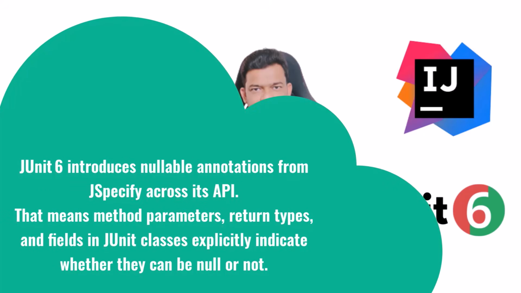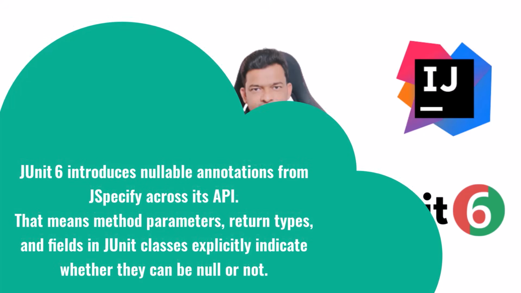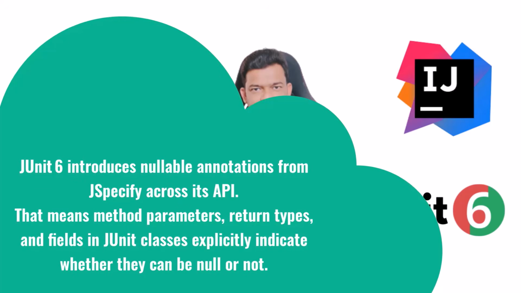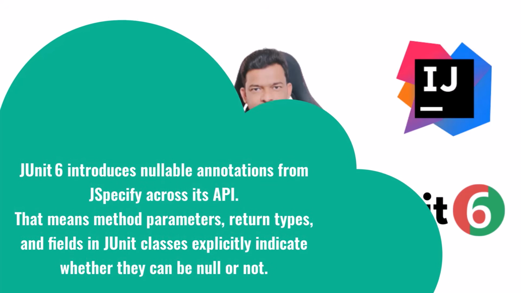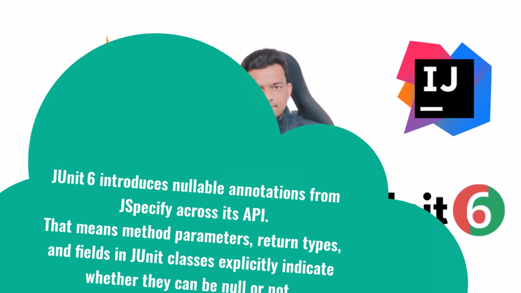That means method parameters, return types, and fields in JUnit classes explicitly indicate whether they can be null or not. This improves clarity and helps detect null-related mistakes earlier.